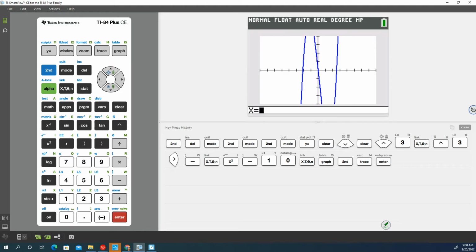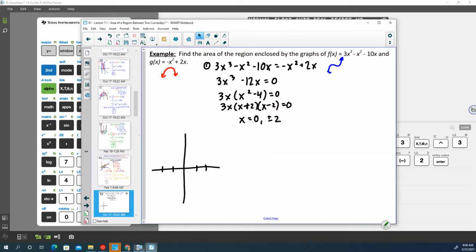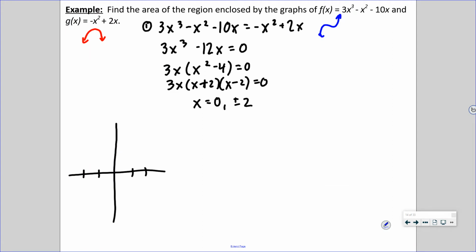Let's see, when x is negative 2. Have I shown you guys that tool before? Okay. When x is negative 2, it's all the way down there at negative 8. So again, we don't have to be super accurate if you wanted to do this. Negative 8, and it crosses at the origin.